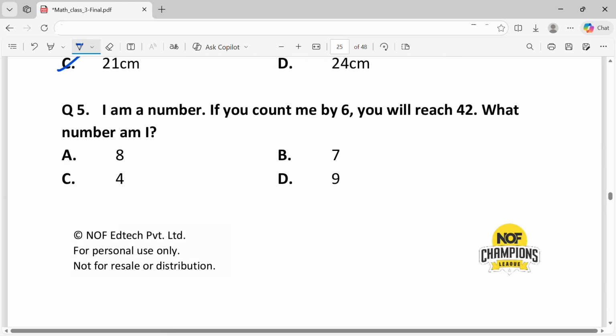Question 5. I am a number. If you count me by 6, you will reach 42. What number am I? So the question states the number is counting by 6, that is 6. Then the next number will be after 6, that is 12, like this. So to get the number, we divide 42 by 6, which is equal to 7. So the number is B, 7.